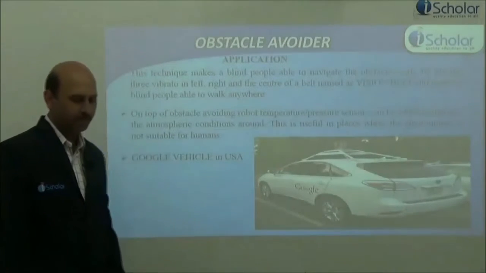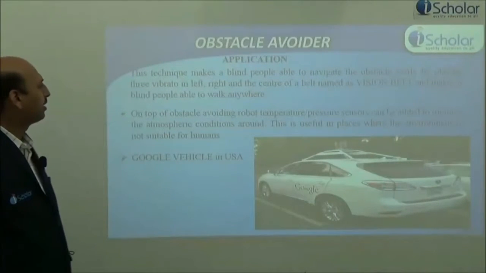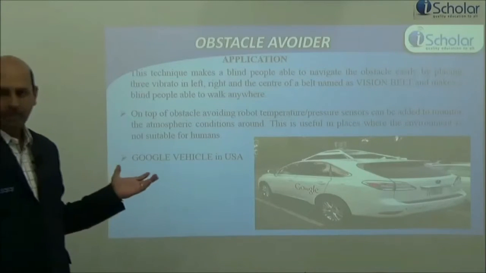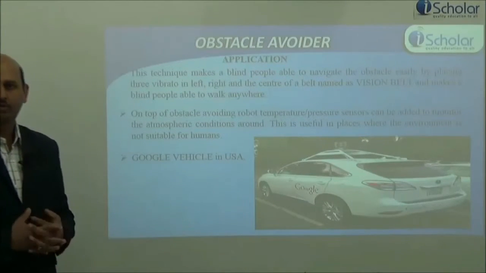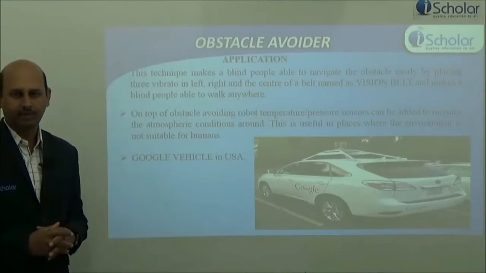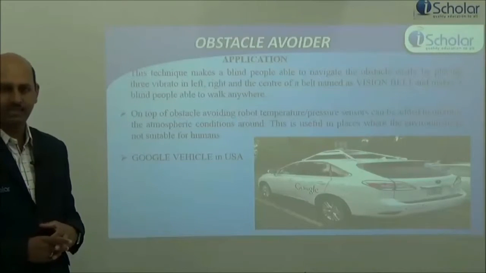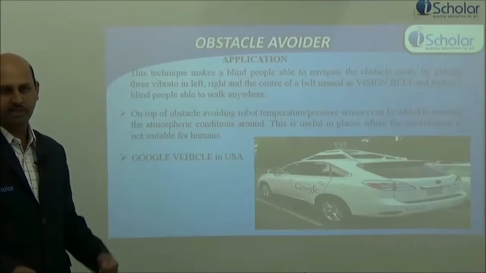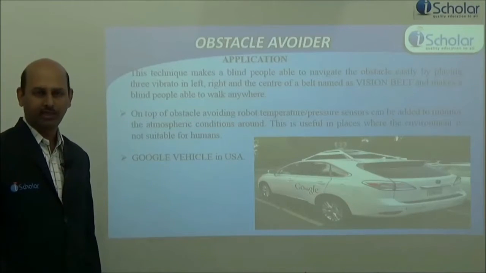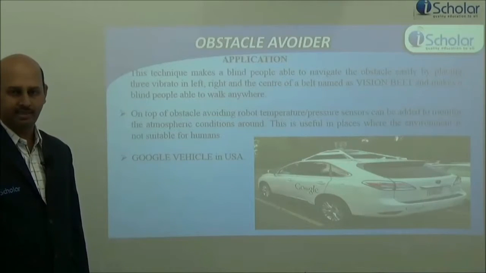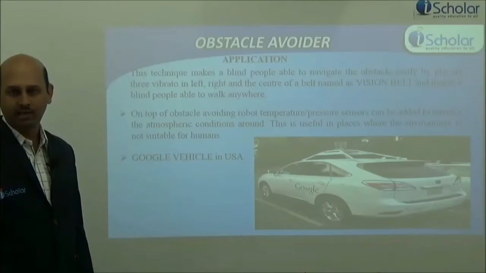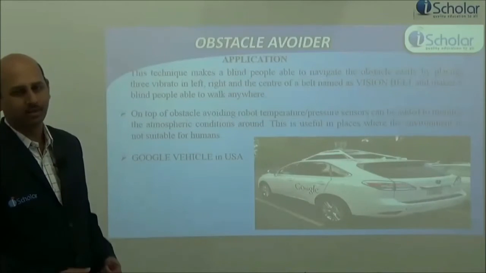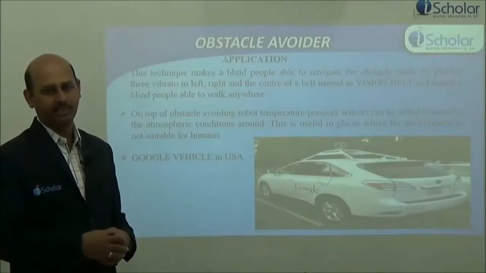So the major applications of obstacle avoider is, this can be used for blind people to see. Sensors can be placed on their stick or some vehicle which is made for them, so that it detects some obstacle and then it changes the direction, or it gives an alert to the blind person to allow him to change his direction.